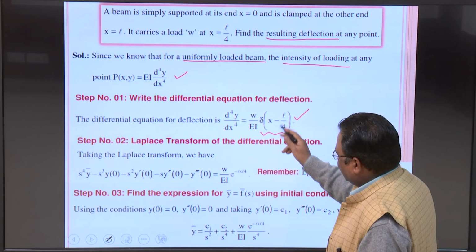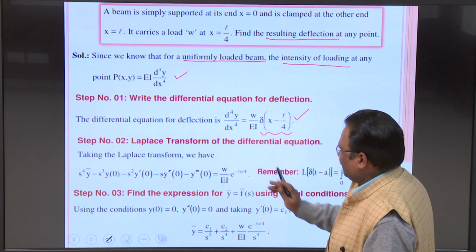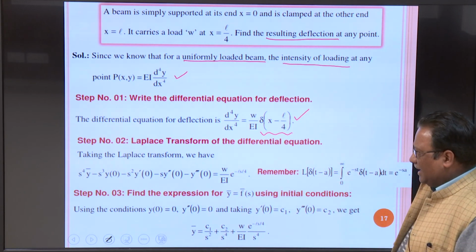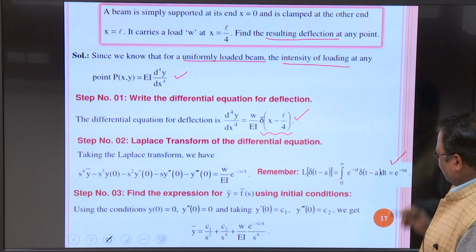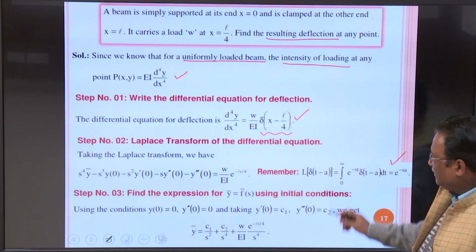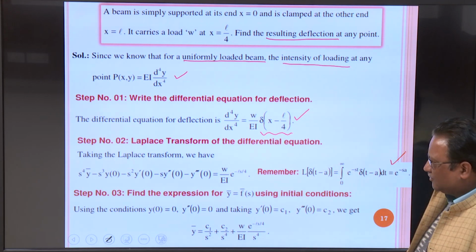transform of this function is e raised to power minus Ls by 4. Use this Laplace transform of unit impulse function. Clear? तो आपका ये रिजल्ट आएगा.